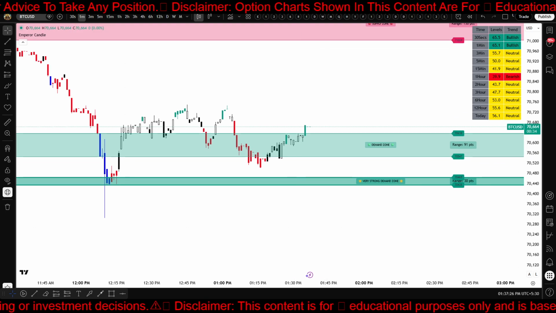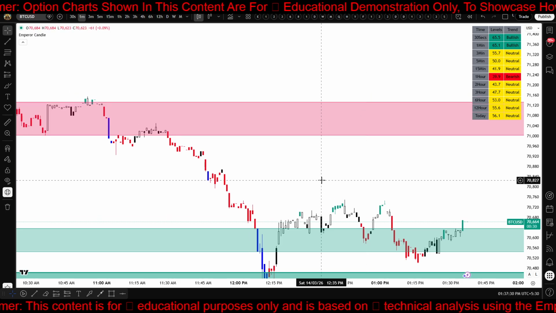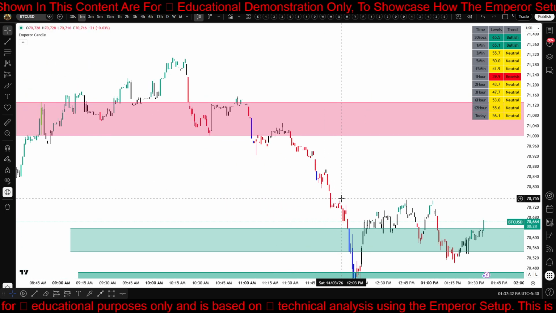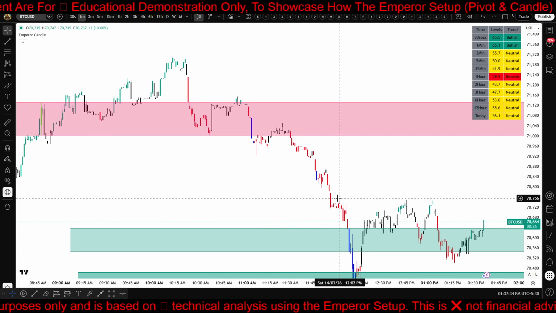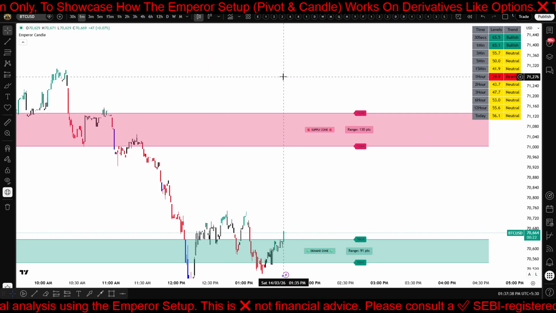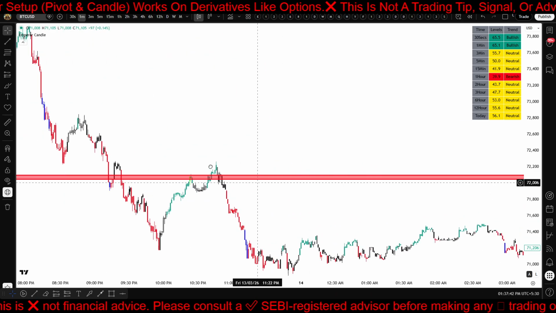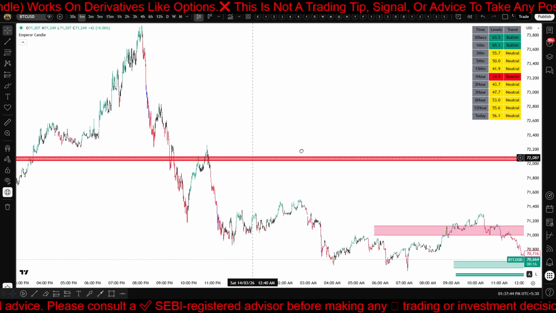So we will talk about the selling setup in supply zone. Now let's talk about selling opportunities. Selling trades are usually taken near supply zones or very strong supply zones, as we can see over here. This was a very strong supply zone.